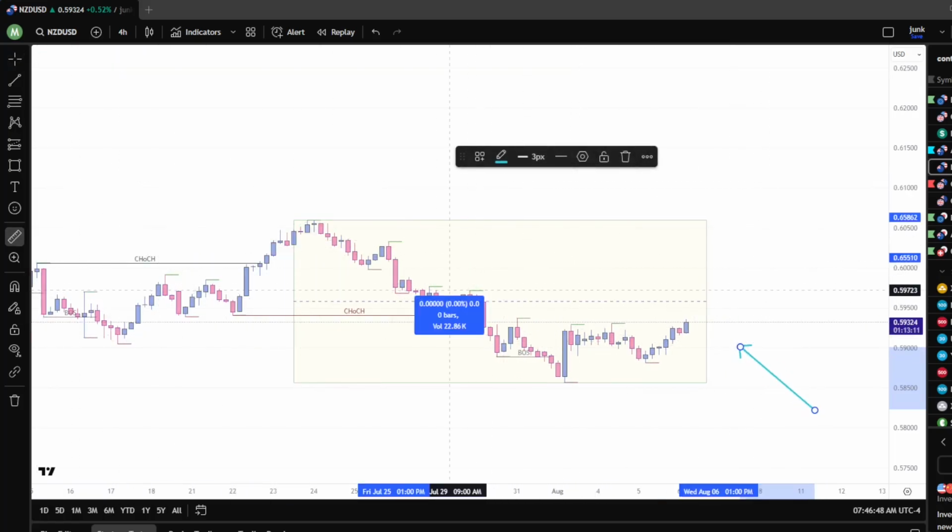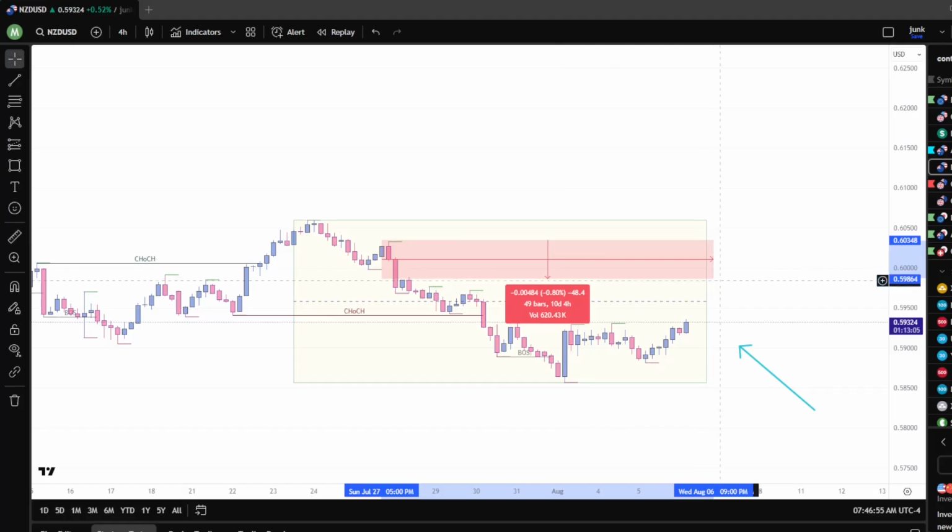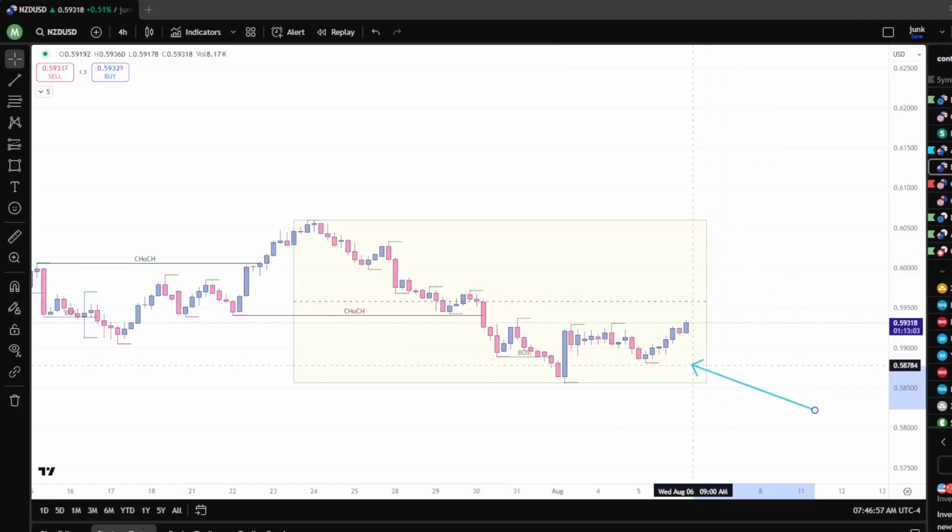Just like with the other pairs, it could retrace back into premium to an area of supply. Then be looking for a selling opportunity from there, targeting the lows of the overall range and targeting lower prices after that.